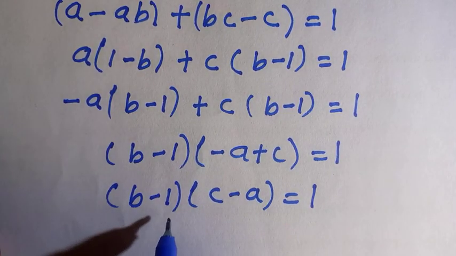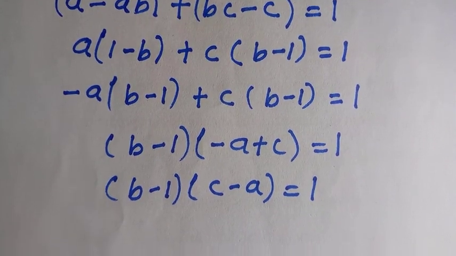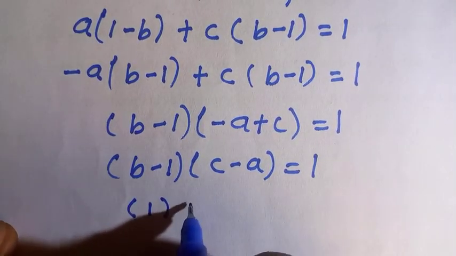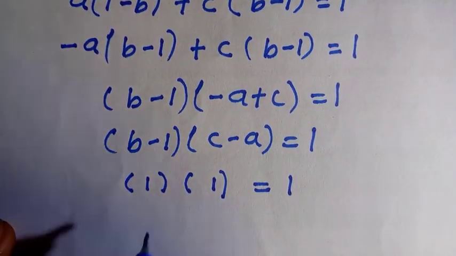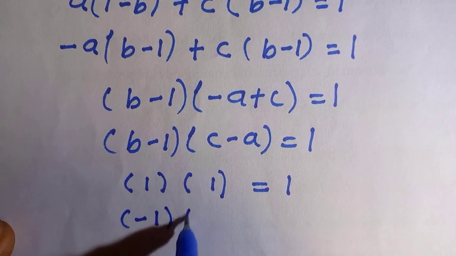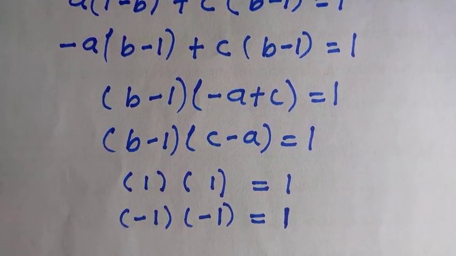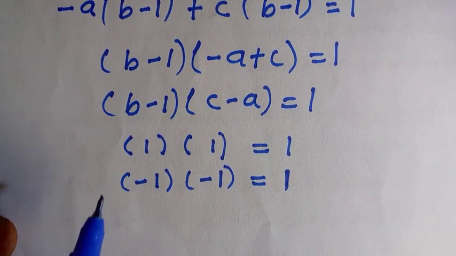What this is trying to say is the product of these two must equal 1, and there are two possible values. It's either b minus 1 is 1 and c minus a is also 1, so 1 multiplied by 1, that is 1. Or it can also go the negative way, so minus 1 multiplied by minus 1, that is also equal to 1. So I'm going to test for these two to get the value of b and c and a.